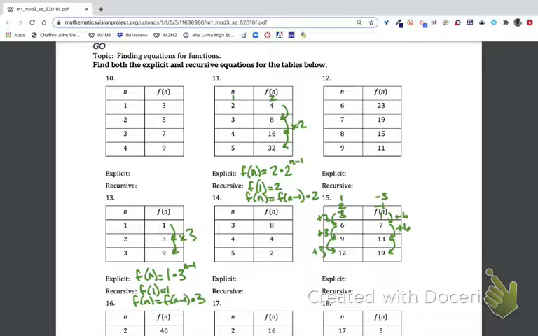So now that we have it, we have f of n equals negative 3, and we are adding 2 each step of the way. And you have your explicit equation. If you wanted to simplify it, which would be fantastic, you would end up having 2n minus 5.